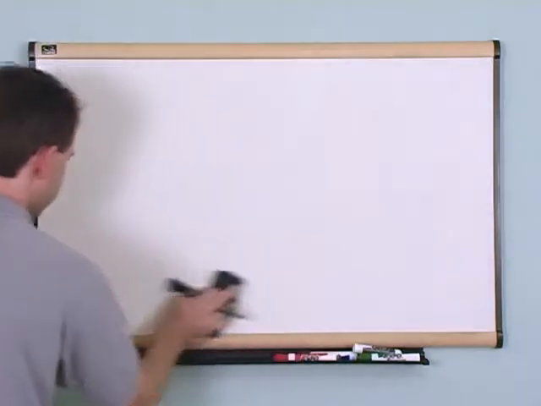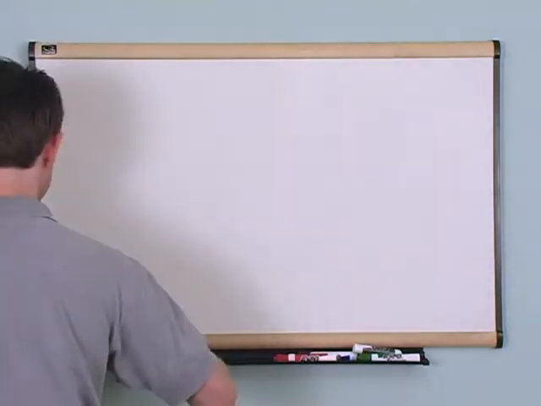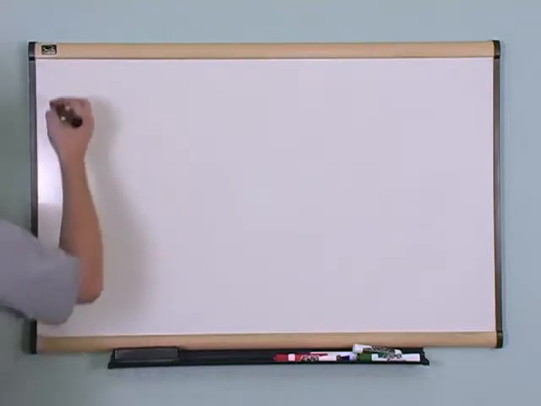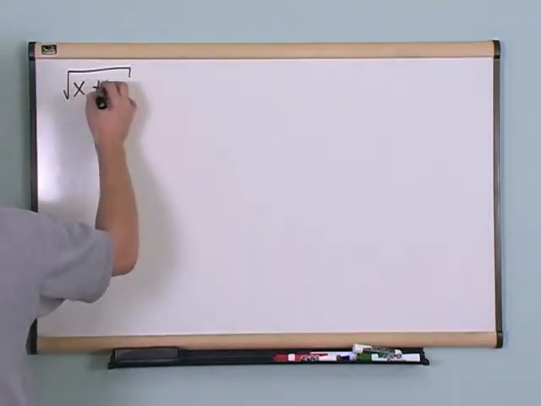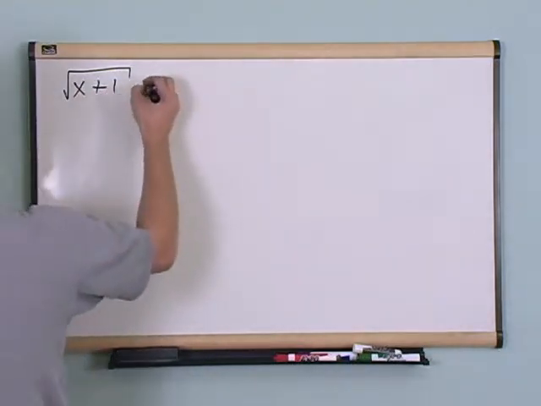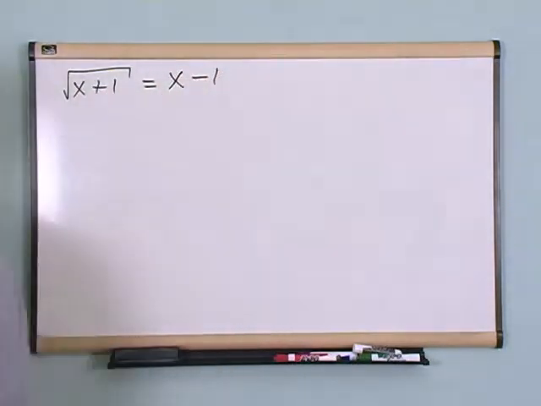Okay, so the problems are getting a little bit more difficult. But again, you can see once you know how to start, they're not really all that difficult. What if we have one like square root of x plus 1 equals x minus 1? Okay? Really, I've got the same fundamental problem.